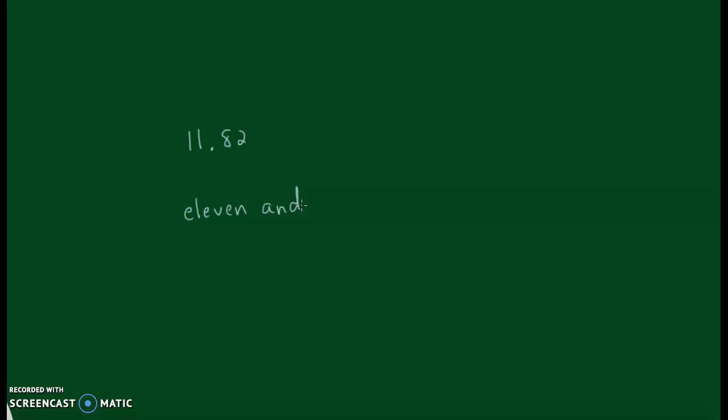Then I look for the number after the decimal, and in this case, that number is 82. Then I look, what place is this 2 in? In this case, the 2 is in the hundredths place. So I'm going to write the word hundredths, making sure I have that THS at the end. That's what indicates it's a decimal.